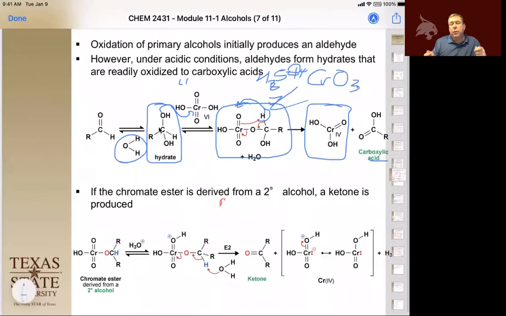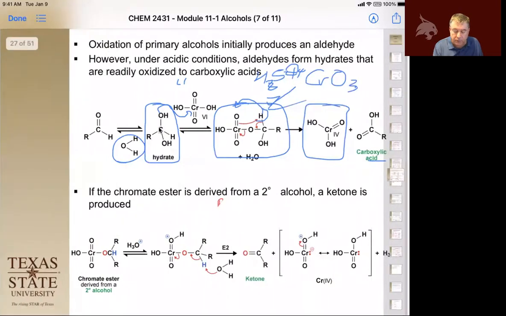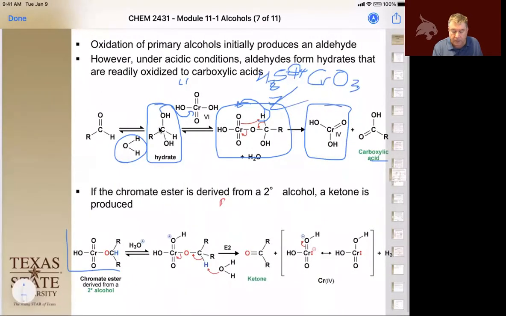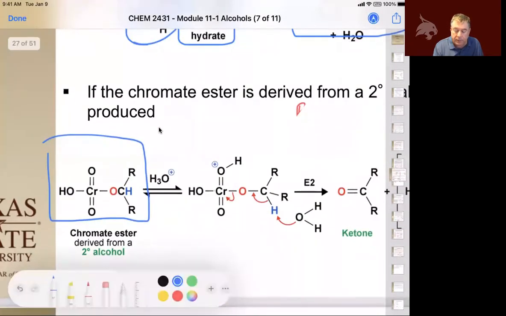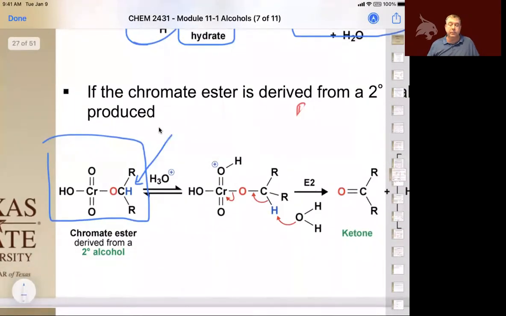Okay, so what if we had a secondary alcohol? If we have a secondary alcohol, the first step would be, of course, to create that chromate ester here. But when we create that chromate ester, what's important here is we only have one hydrogen to transfer, okay?